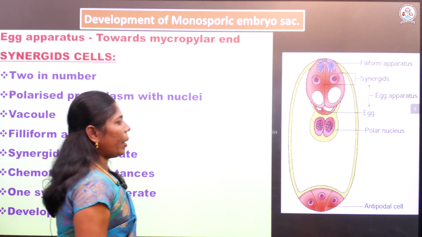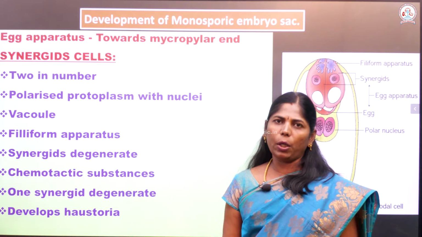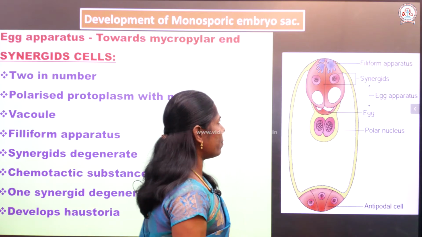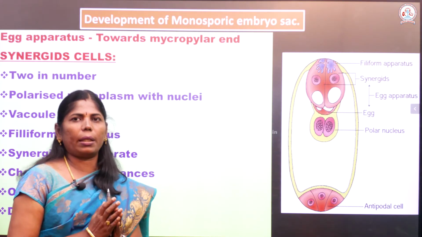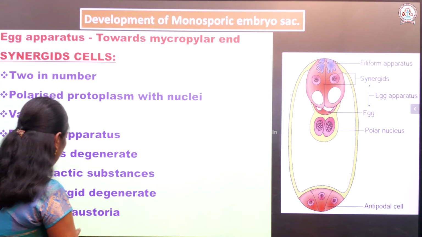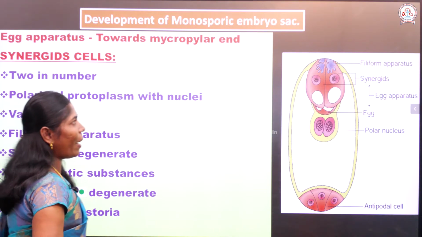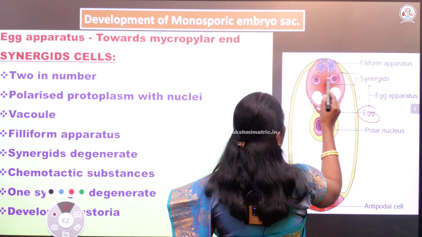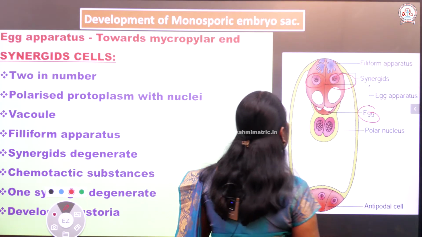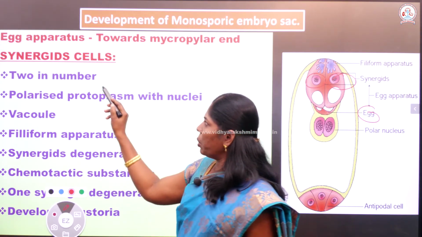So what is the egg apparatus? The egg apparatus is towards the micropylar end, and we can see the synergids and the egg. How many synergid cells are here? Actually 2 synergid cells are present, one on either side of the egg cell. So the number of synergids is 2.